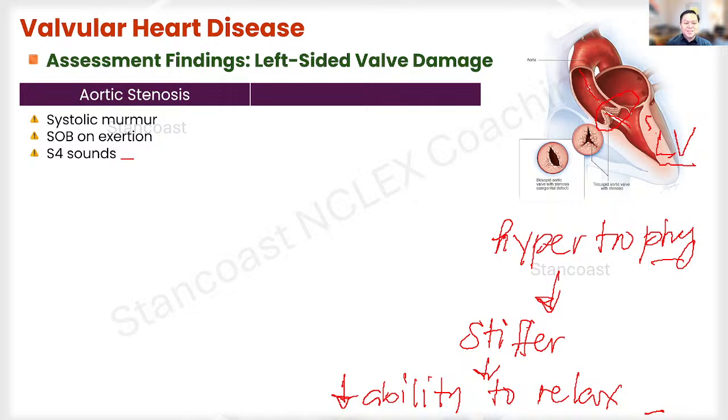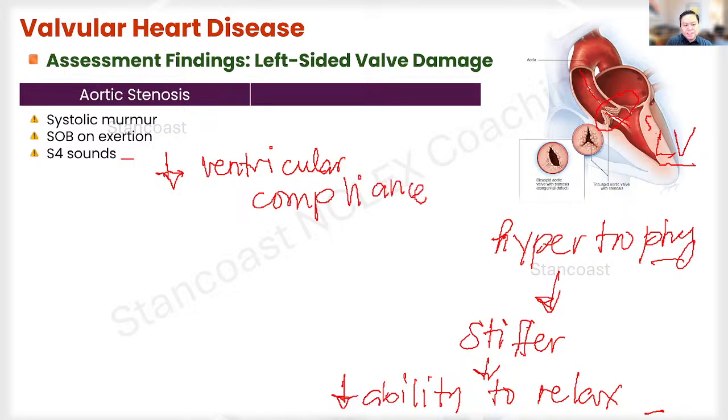Okay, what is that S4 sound again? It is produced because of the reduced ventricular compliance. And why is there reduced ventricular compliance? Well, remember about the ventricular hypertrophy? Yeah, it's growing a lot of muscle mass. It's like a bodybuilder this time. Now, let's move on to the next manifestation.